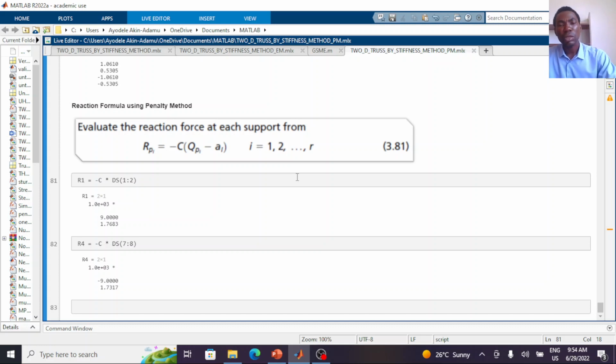So this is how we use the normal penalty method to solve Truss problem with finite element procedure on Matlab. In my next video tutorial, I'm going to explain the same problem using the elimination method approach. So I'm going to explain how we can use the elimination method approach to solve the same problem.